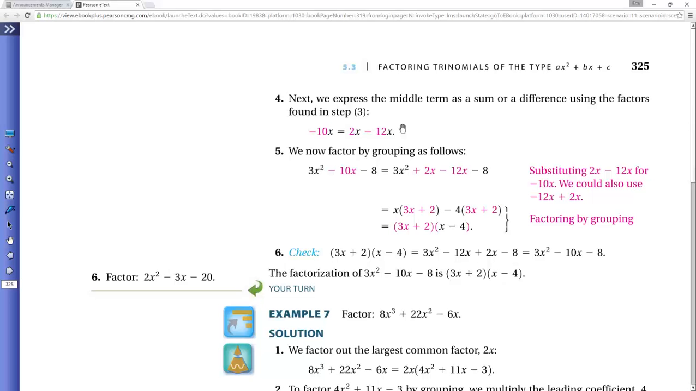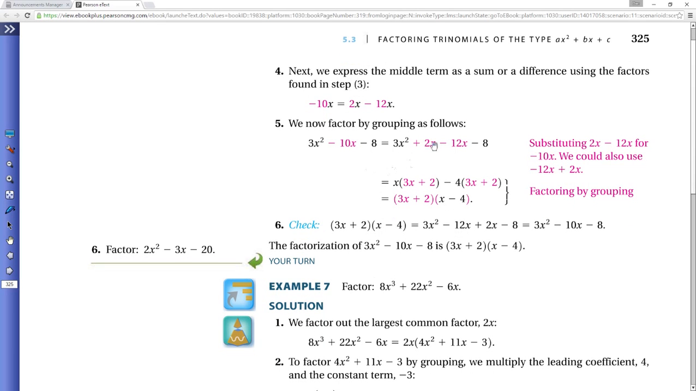So when we find that, we know that we can get factors of that give you that negative 24. We can choose the inner and outer terms based on those factors that add up to negative 10, right? So we get 2x and negative 12x.